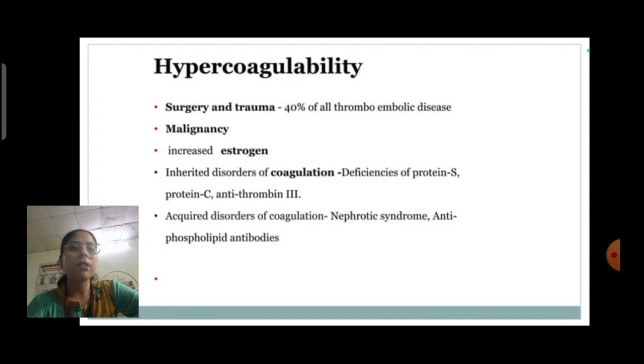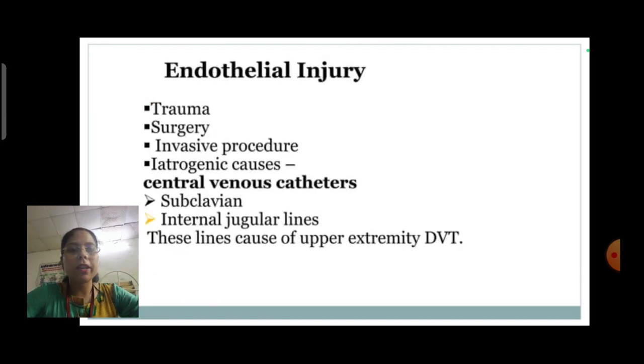Hypercoagulability happens after any surgery or trauma in 40% of all thromboembolic diseases. Malignancy, increased estrogen, and inherited disorders of coagulation like deficiency of protein S, protein C and antithrombin factor 3. Acquired disorders of coagulation like nephrotic syndrome and anti-phospholipid antibodies. All these can lead to hypercoagulability.